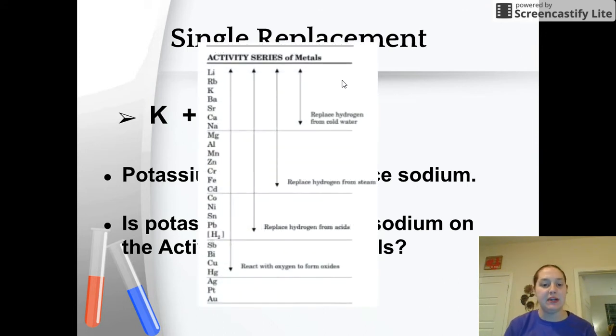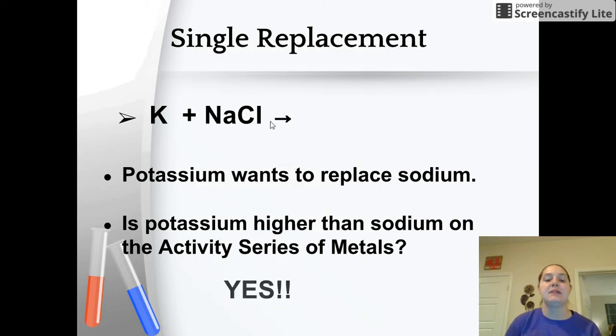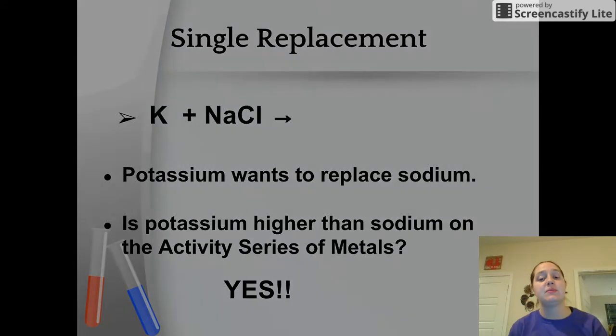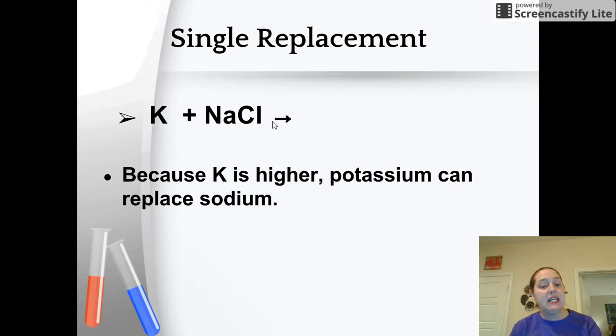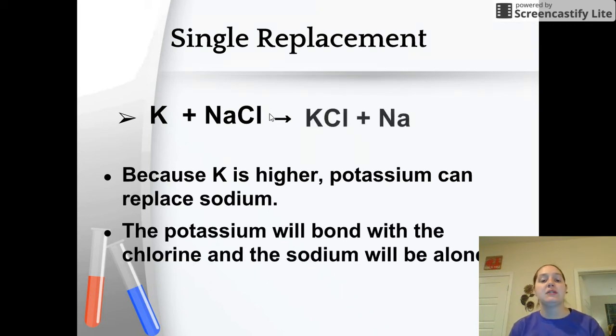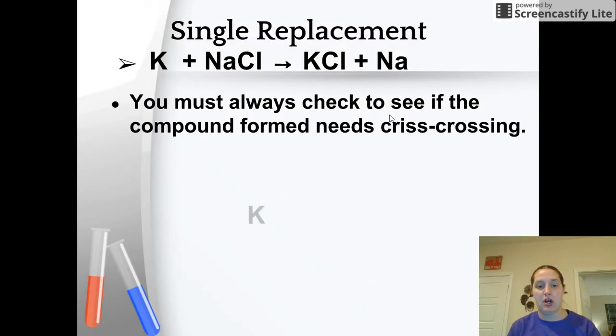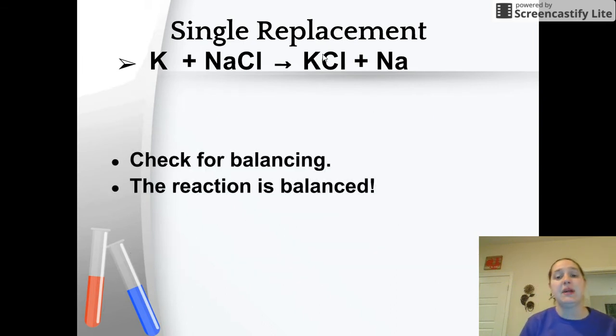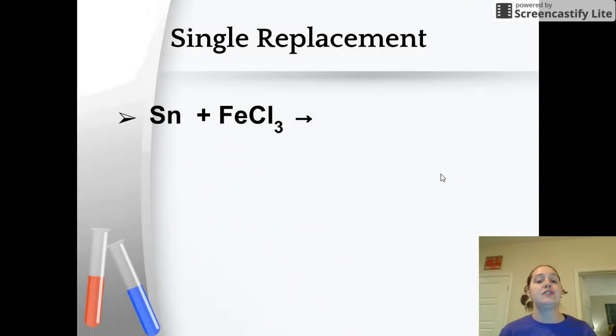So we take a look at our activity series and we locate our potassium and our sodium. So we see potassium's up here and sodium's down here. So of course we realize that potassium is higher than sodium on the activity series. So the answer to the question is yes. So this reaction does occur, so we can proceed to determining our products. So our products would be potassium now with chlorine, swap and drop, +1, -1, and sodium over here by itself now. Last, we could balance. In this case, it's already balanced, so we don't have to do too much for that.